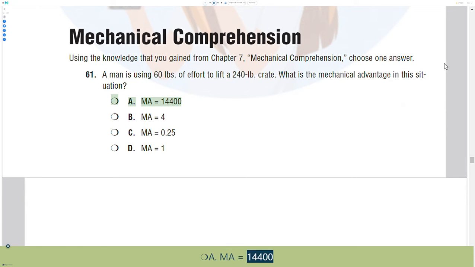A. Ma equals 14400. B. Ma equals 4. C. Ma equals 0.25. D. Ma equals 1.